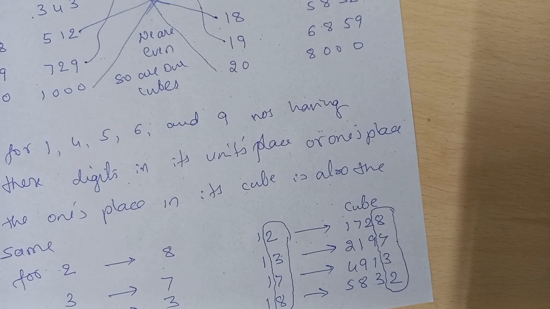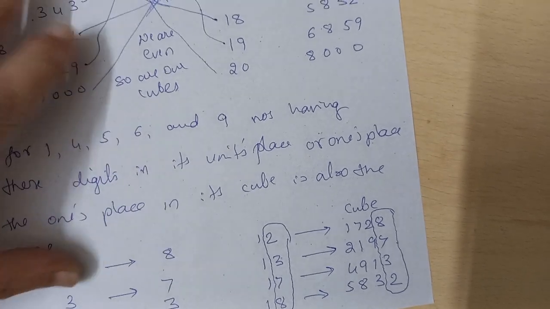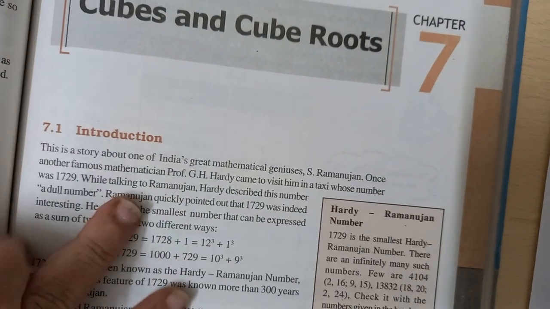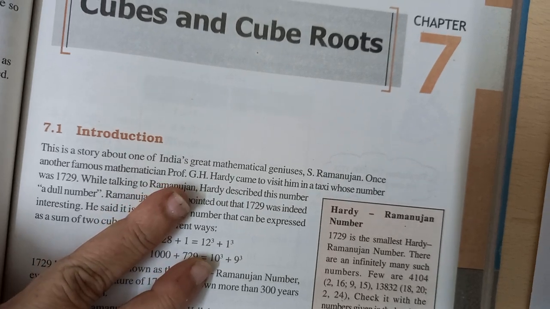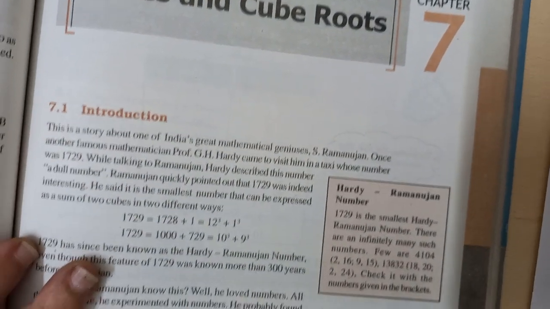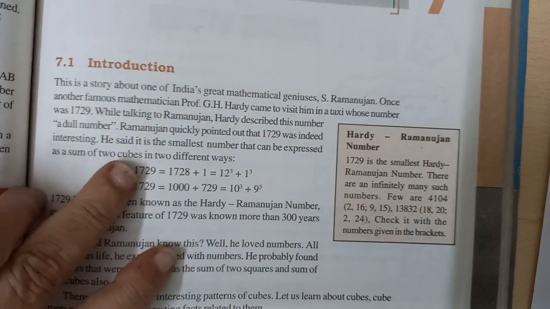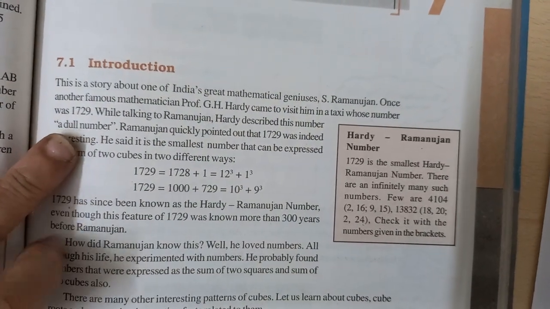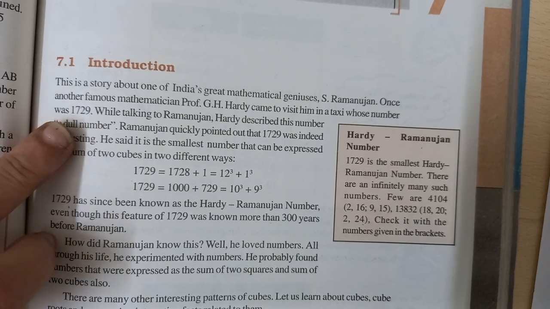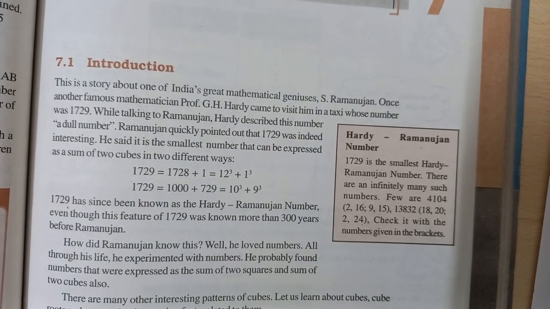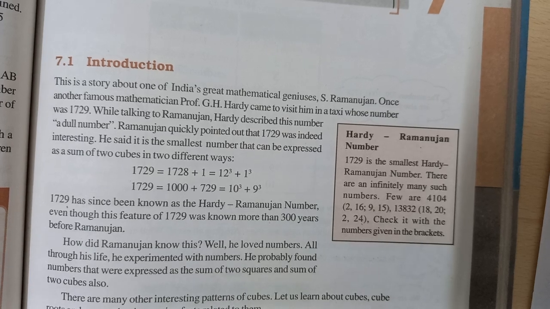Now let me tell you about a story. In the textbook, they have given a story. This is a story about one of India's great mathematical geniuses, S. Ramanujan. Once another famous mathematician, Professor G.H. Hardy, came to visit him in a taxi whose number was 1729. While talking to Ramanujan, Hardy described this number as a dull number.